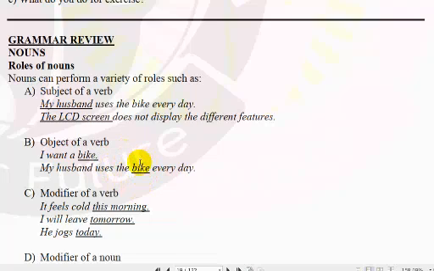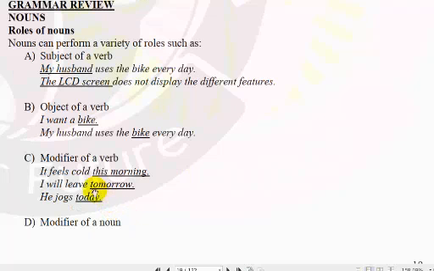We can also use nouns to modify a verb, which means telling something about a verb. It feels cold this morning. This morning modifies the verb; it tells us the specific time.